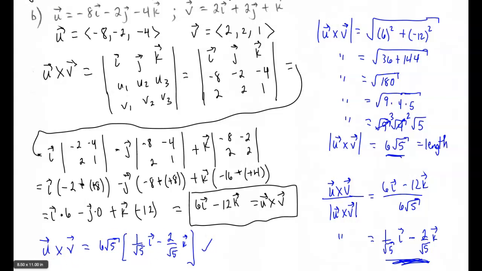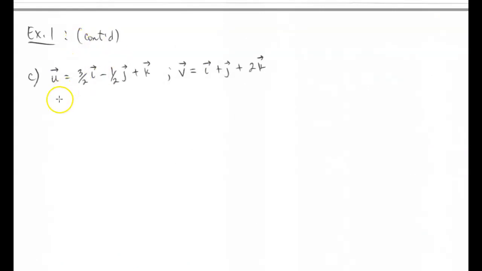All right, so let's move forward here. So for our next example, it'll be kind of the same thing. We will take this vector here, and we'll go ahead and write it in component form to make the math a little easier to do. So for vector u, we have the components 3 halves, negative 1 half, 1. And then for vector v, we have 1, 1, 2.